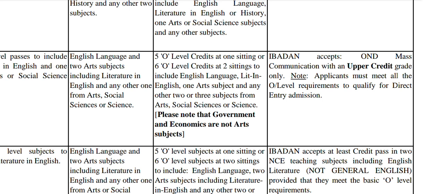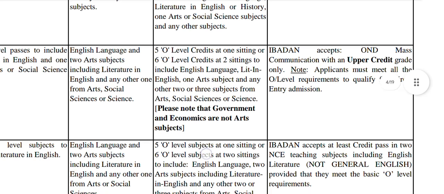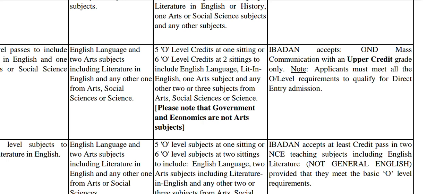This requirement says that you must have English language, you must have literature in English, very compulsory, and you must have one art subject. That means we have 3 compulsory subjects you must have: English, literature, that's clear, and one art subject. So I used to have issues with interpretation of this when they ask me, because some of those candidates will not understand.